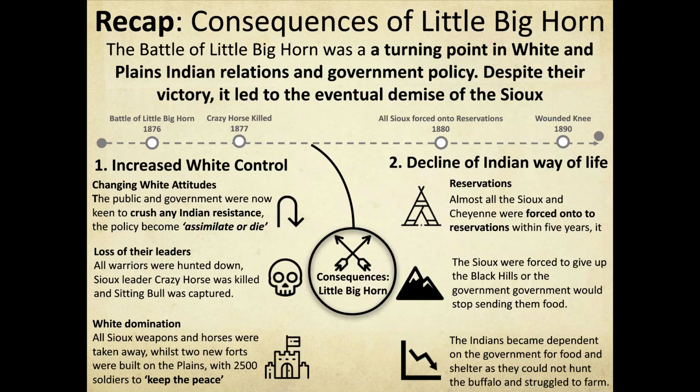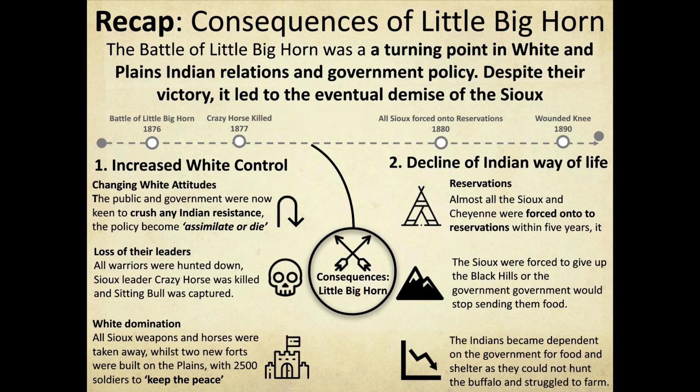Consequences of Little Bighorn. This could be a question as well, the consequences. Increased white control. Changing white attitudes, the public and the government were now keen to crush any Indian resistance, assimilate or die. Loss of their leaders, all warriors were hunted down. Sioux leader Crazy Horse was killed and Sitting Bull was captured. White domination, all Sioux weapons and horses were taken away, whilst 2 new forts were built on the plains, with 2,500 soldiers to keep the peace.